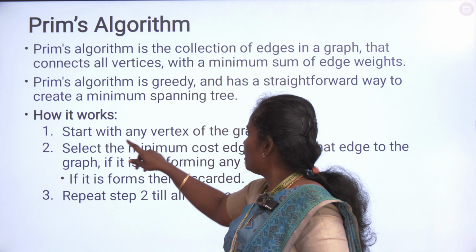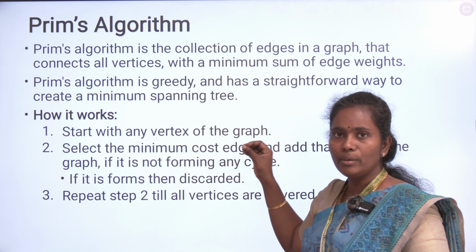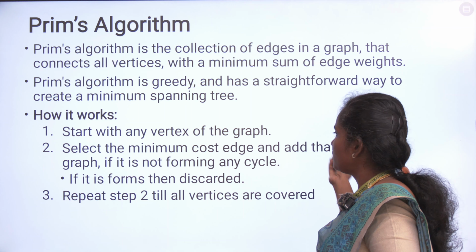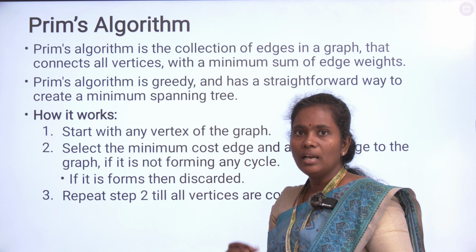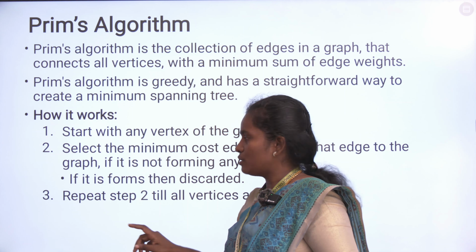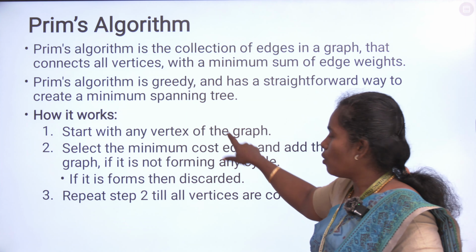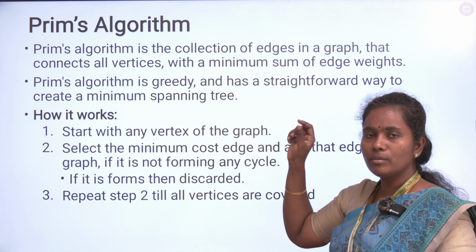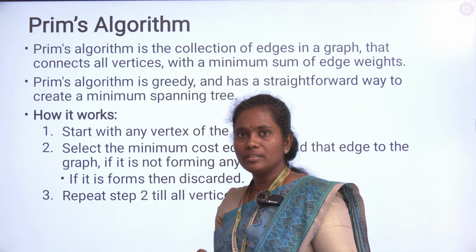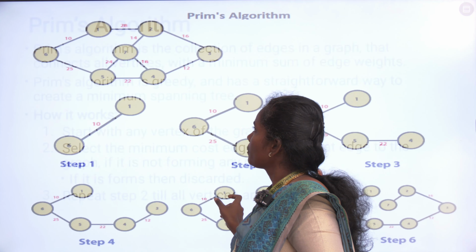First, they start with any of the vertices to obtain the minimum spanning tree, and then select the minimum cost edge and add that edge. If it does not form a cycle, add that edge. If it forms a cycle, then we can discard that edge. Repeat the steps until all the vertices are visited, because the first condition of a minimum spanning tree is that it should contain all the vertices. Till it reaches all the vertices, we have to repeat the steps.